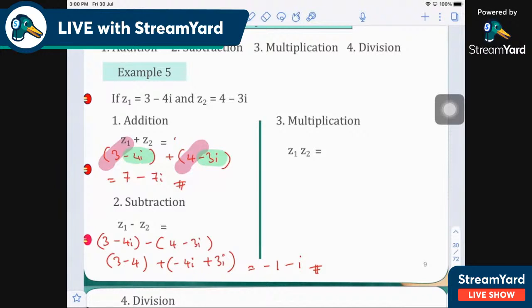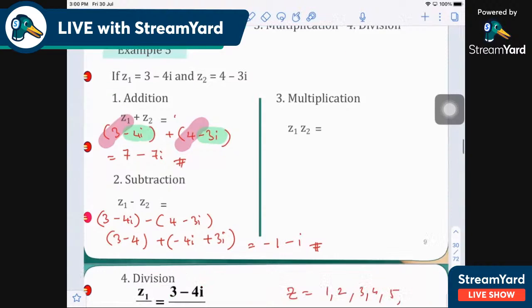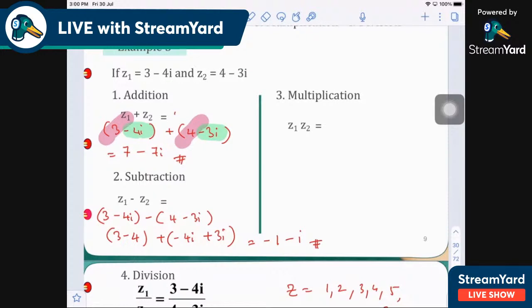Okay, ready? So welcome back to lecture 2, and we are going to carry on from lecture 1, the previous one. We are going to do multiplication of complex numbers. It's not that hard actually, it's quite easy. Let's see over here: 3 minus 4i and 4 minus 3i. These are the two complex numbers given to us, and we are going to multiply them.